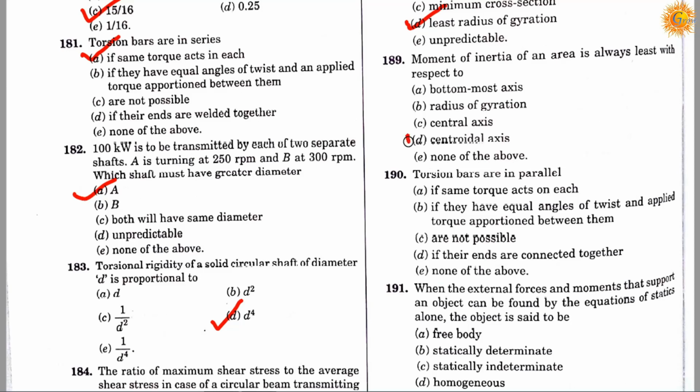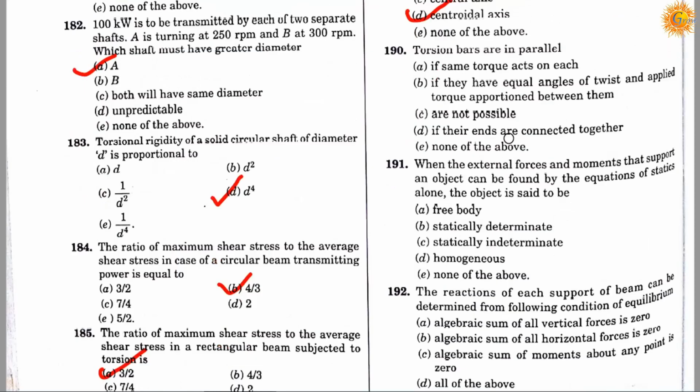Correct answer is D. It will be centroidal axis. Question number 190. Torsion bars are in parallel if: option A, same torque acts on each; option B, they have equal angle of twists and applied torque apportioned between them; option C, are not possible; option D, their ends are connected together; and option E is none of the above. Correct answer is B. It will be if they have equal angles of twists and applied torque apportioned between them.